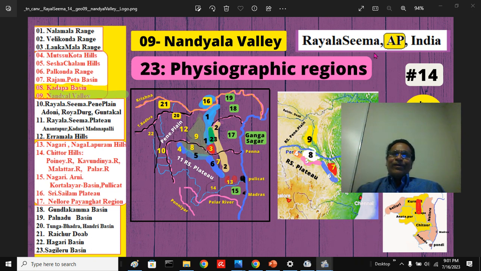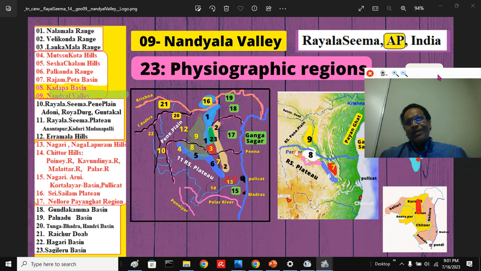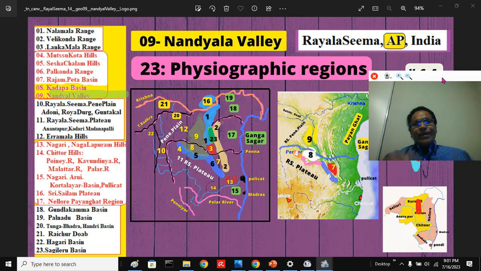So this is part 4, Rayalaseema region, Nandyal Valley. The valley is named after the largest urban center in that area, Nandyal Valley, but essentially it is a Kundu Valley. You see the Kundu river. Part 9 here is the Nandyal Valley. The Kundu river joins near Kamalapuram into the Pinakini river.